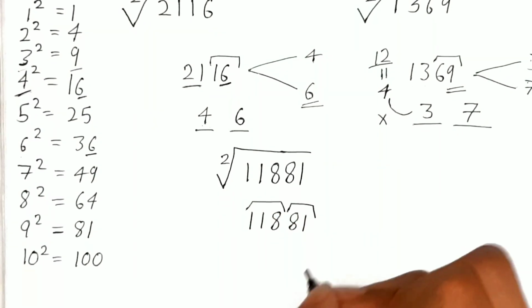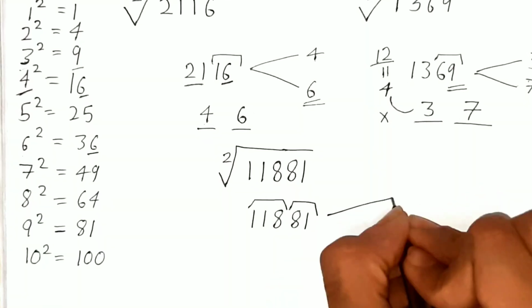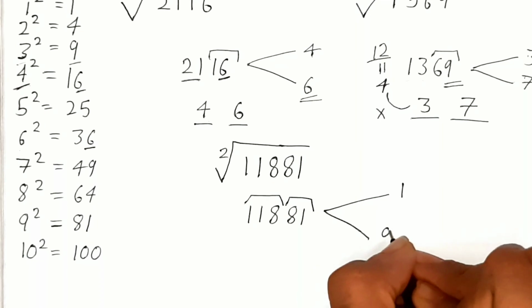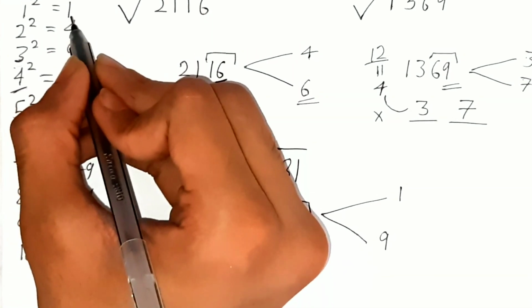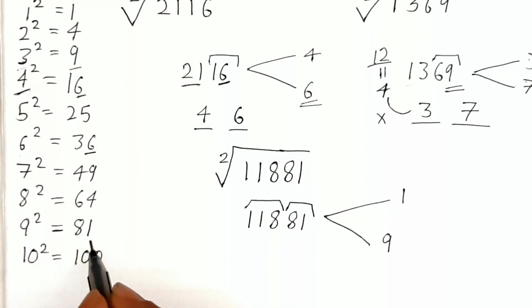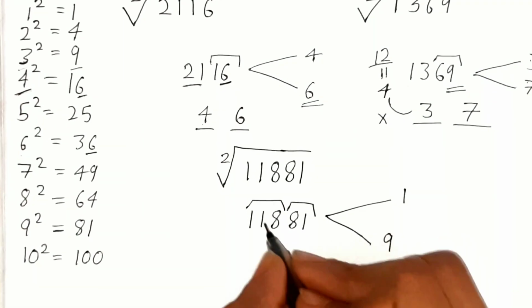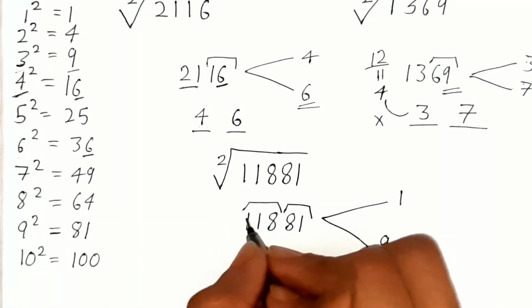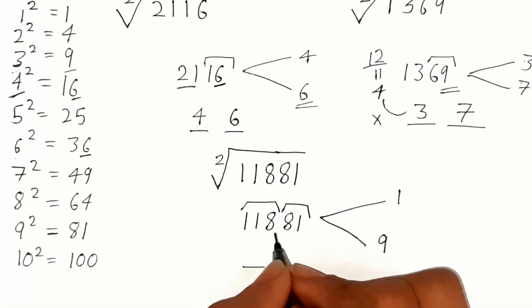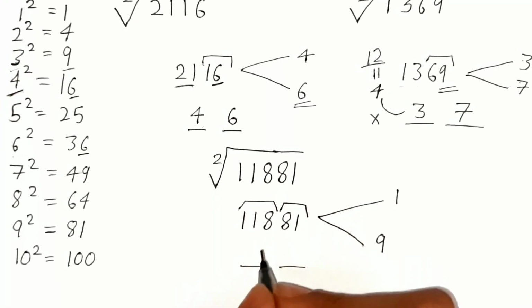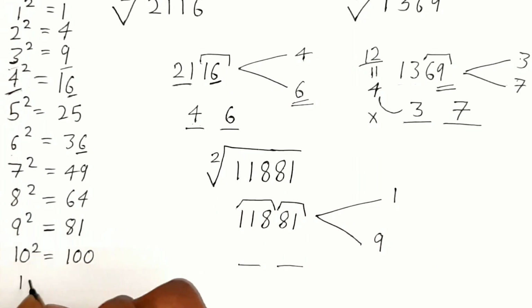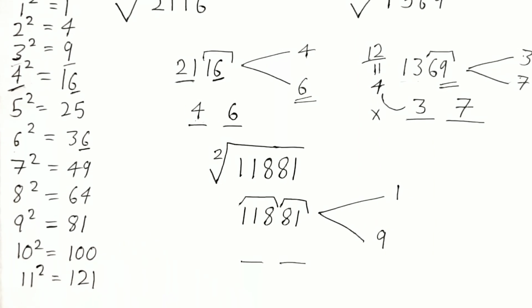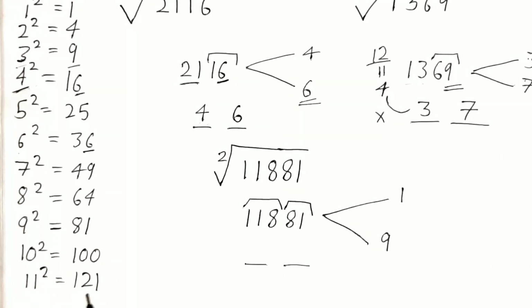Now we'll see which number's square has the unit digit equal to 1, that is 1 and 9, because 9 squared is 81. Now we'll see which number has the square just smaller than 118. Okay, for these big numbers, you need to learn squares till 15 actually. But over here, we'll just take 10, because 11 squared is 121 and it's bigger. So we'll take 10 as our tens digit.